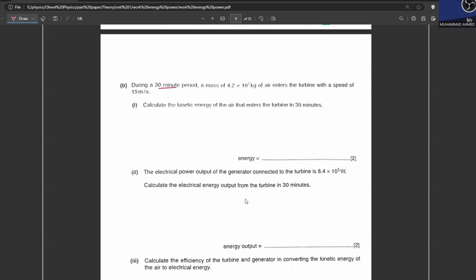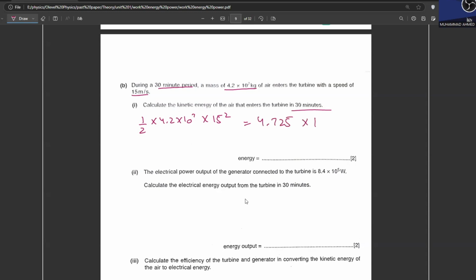During a 30-minute period, a mass of air enters the turbine with the given speed. Calculate the kinetic energy of the air that enters the turbine during the 30 minutes. 1 upon 2 into the mass, that is 4.2 into 10 to the power of 7, into the velocity squared, that is 15 squared. 4.2 into 10 to the power of 7 into 15 squared divided by 2. This comes out to be what?